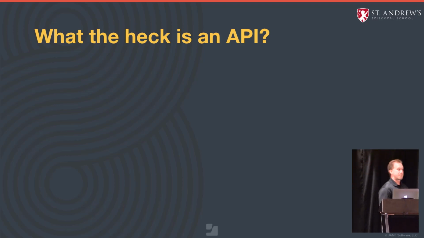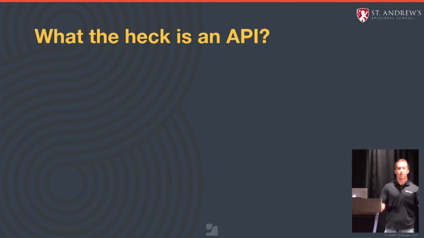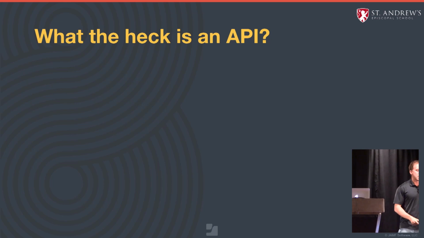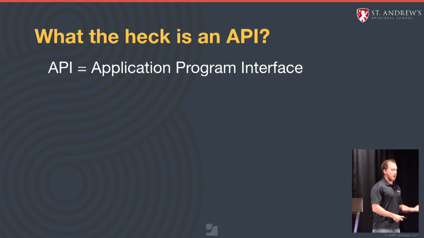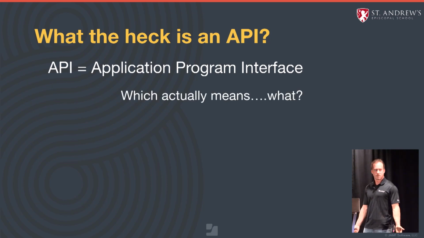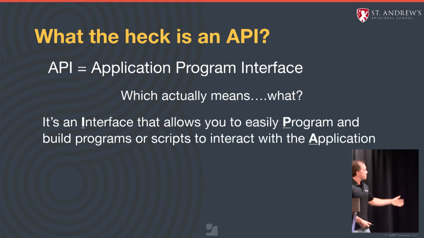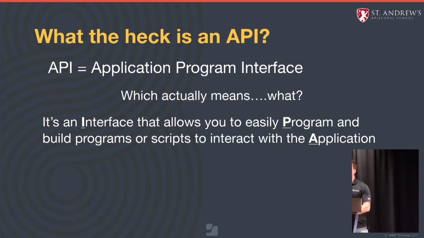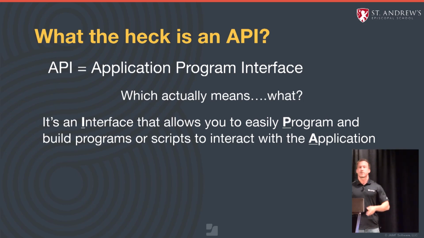So what the heck is an API? Some of you might not even know what API stands for, which stands for Application Program Interface, which actually kind of means what? In my definition, sort of, it's an interface that allows you to easily program and build programs or scripts to interact with the application. The application being your Jamf Pro server, your JSS.